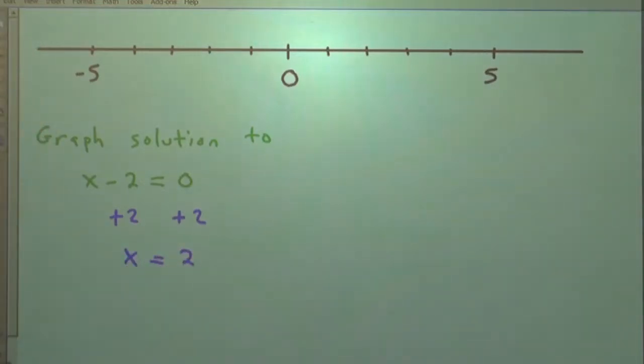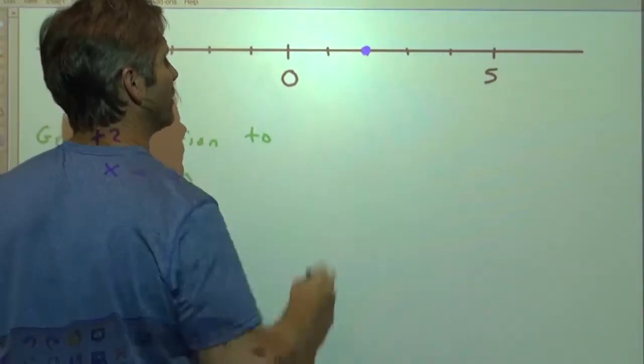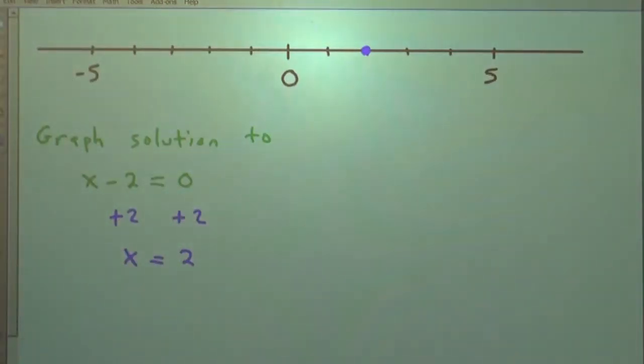Now, this may seem simple. Let's graph every possible solution for x. Well, the only value we can put in for x is 2, so we're done. We have graphed the solution to this equation.